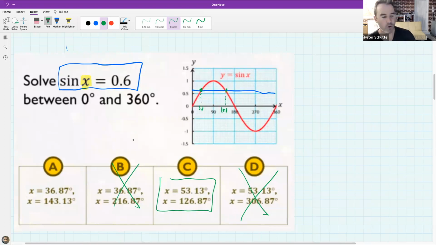So here, grab your calculator and type in shift sine 0.6. What do you get in your calculator if you go shift sine 0.6? So I'm actually evaluating what this X is now with my calculator.